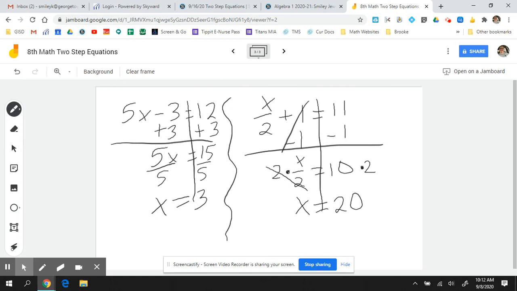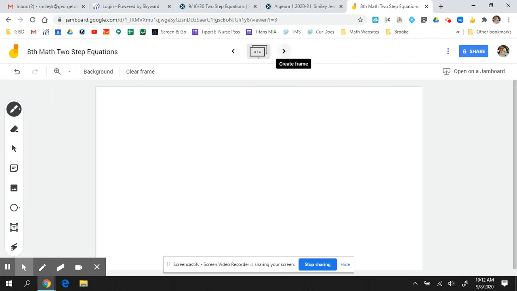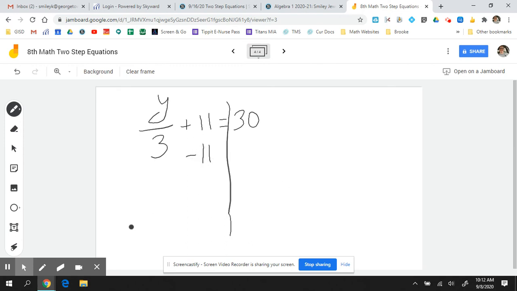All right, hopefully you remember this from 6th and 7th grade. If not, that's why we're reviewing it now. So let's do another example. Let's do y over 3 plus 11 equals 30. All right, so try this out. What's our first step? We're going to subtract 11 from both sides.